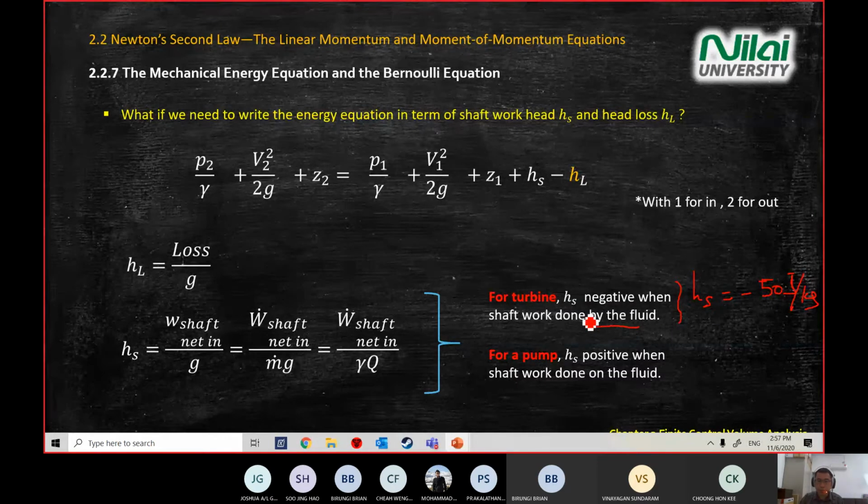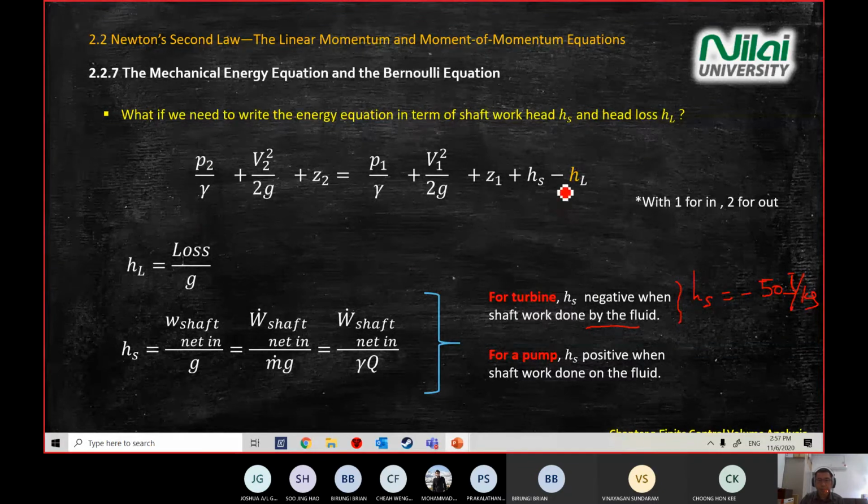It means that the fluid is doing something on the shaft. It means the fluid is pushing the shaft to turn inside the turbine. Then if it's positive, it means that you are using a pump. So this is just some conversion when we want to use the energy equation in a different scenario.